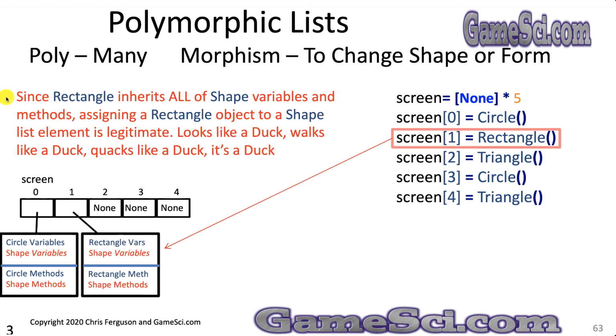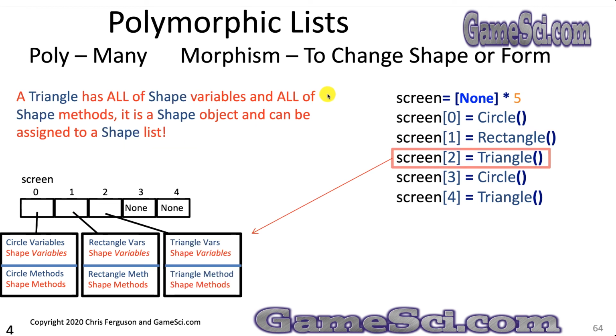Since rectangle inherits all of shape's variables and all of shape's methods, assigning a rectangle object to the shape list element is legitimate. If it looks like a duck, walks like a duck, and quacks like a duck, it's a duck. This is definitely a shape object, so assign it to my shape list. And even though it's different than a circle, it has all the shape's variables and all the shape's methods. In index or subscript 1 of my list, I'm going to insert a rectangle object, and you can see this reference goes back to slot 1, or index 1, of my list.